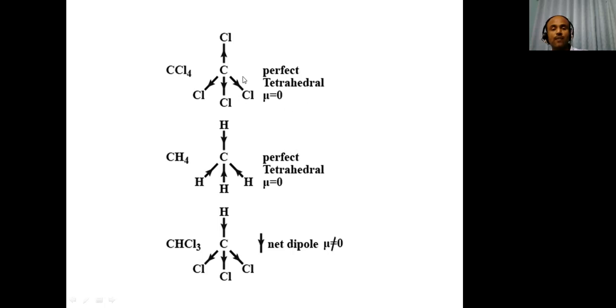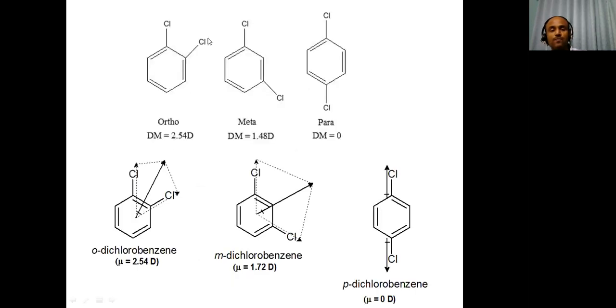Carbon tetrachloride dipole moment is 0 because we have 4 dipoles. They are oriented exactly opposite to each other. Okay, same thing is happening here, but in chloroform it is non-zero. Carbon tetrachloride has 0 dipole moment, while in chloroform it is non-zero because here all dipoles are not exactly opposite to each other, and hence the net dipole is non-zero.